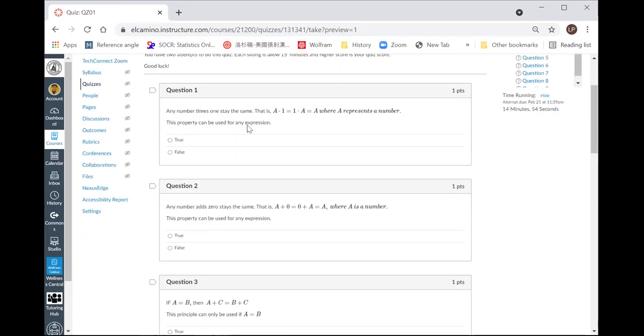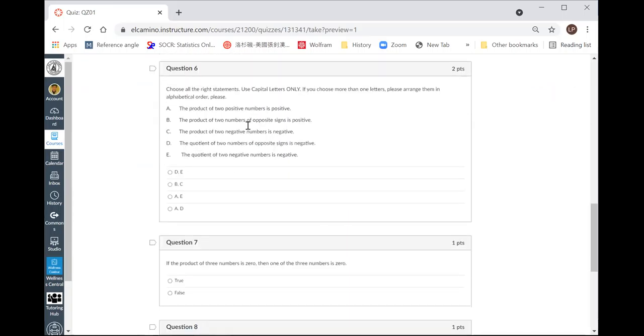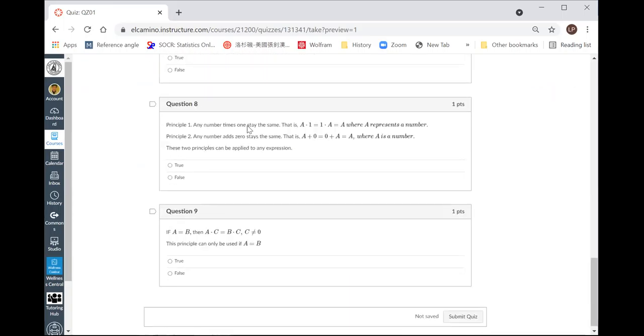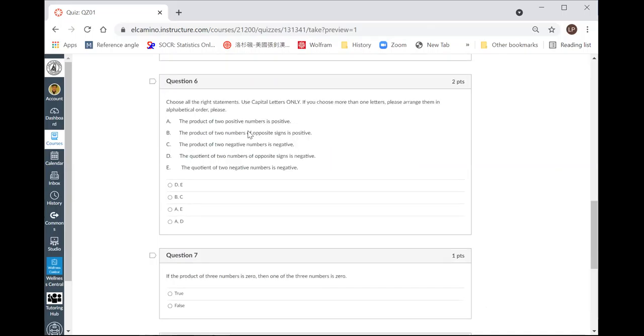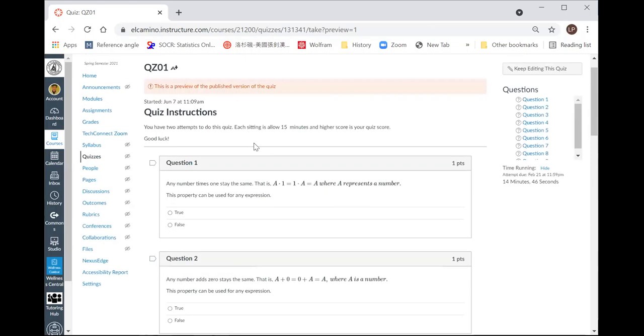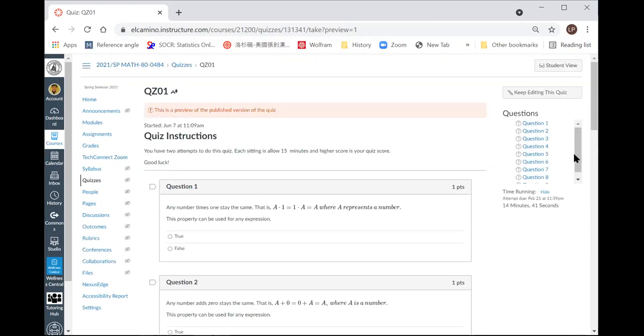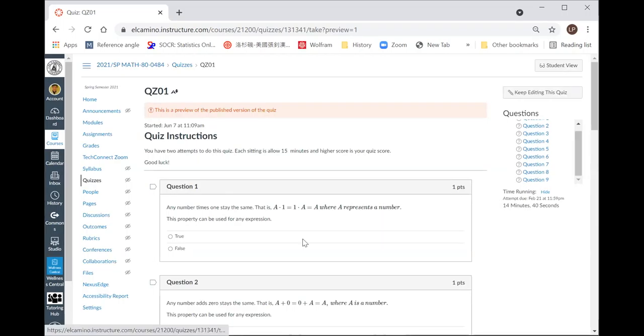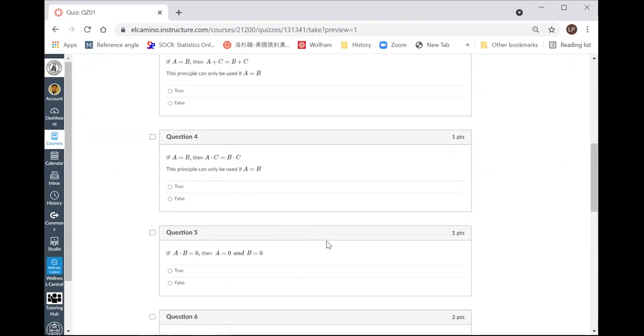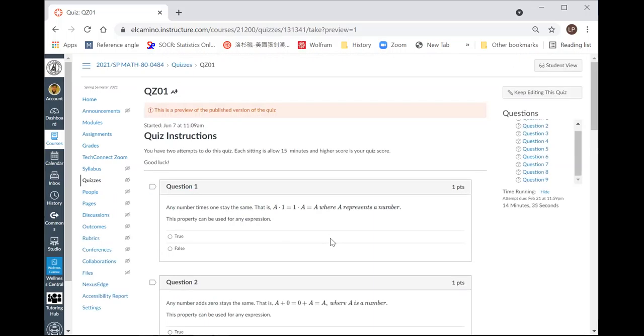All of these questions are about the six principles. There are nine questions, there are six principles. Whether you understand or not, right?